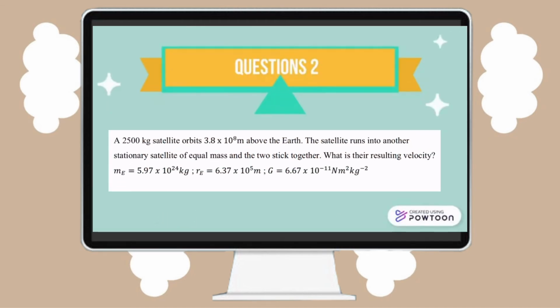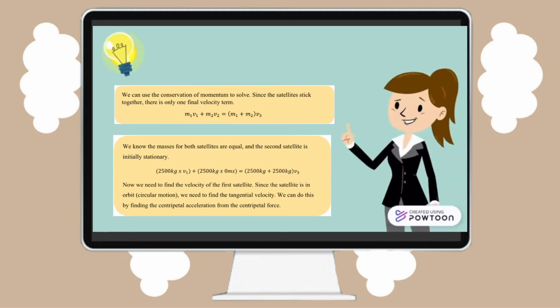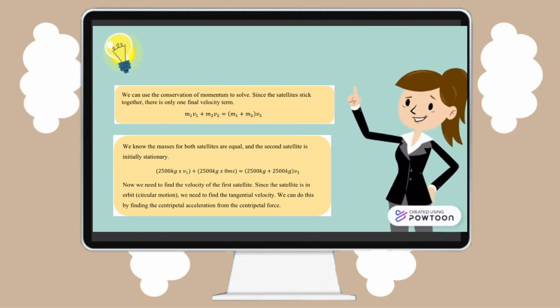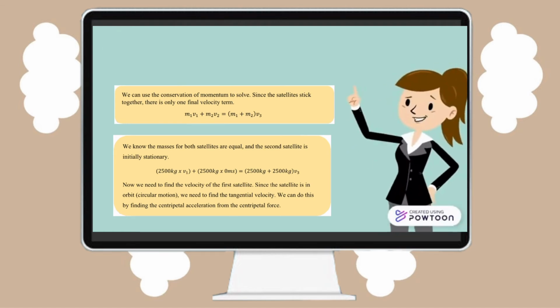Question 2. We can use the conservation of momentum to solve this question. We know the masses of both satellites are equal and the second satellite is initially stationary. Now, we need to find the velocity of the first satellite. Since the satellite is in orbit, we need to find the tangential velocity.